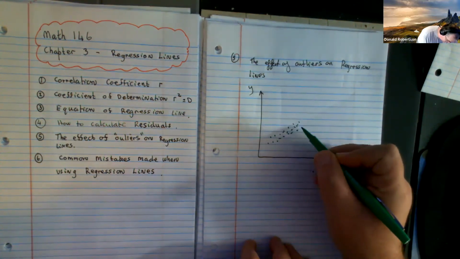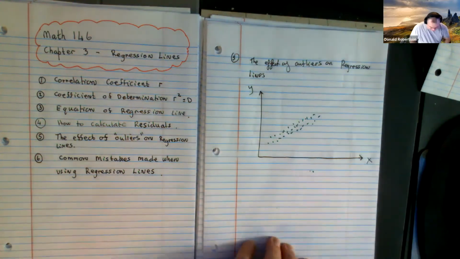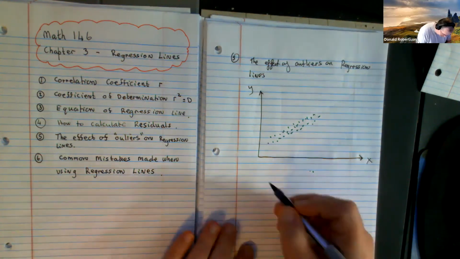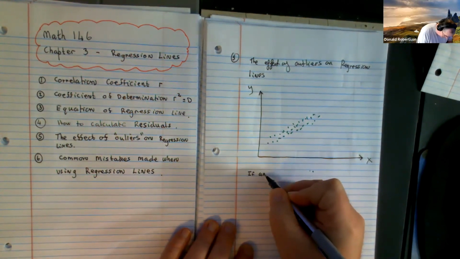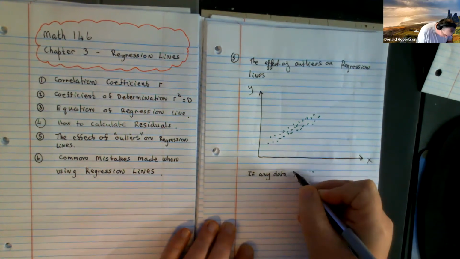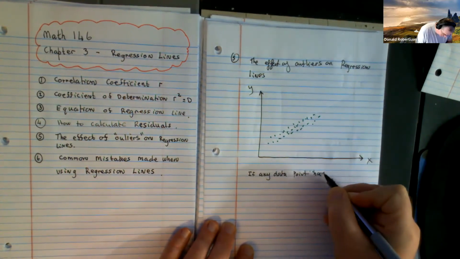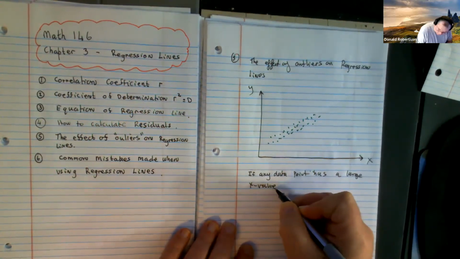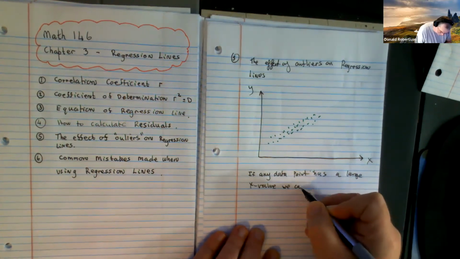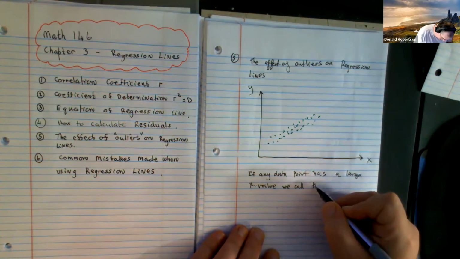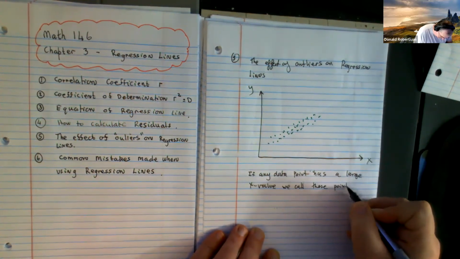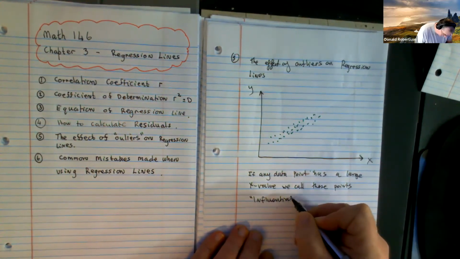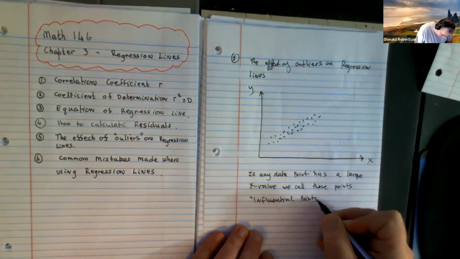Let's suppose we have our positive linear guy, and your data looks like that. If any data point has a large X value, we call these points, this is a special name, influential points. Good name. They have a lot of influence.